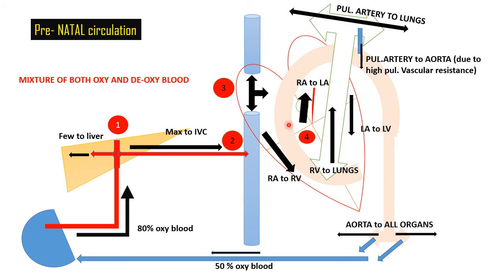So again from the right atrium to the left atrium, again here is the mixture, because the pulmonary artery also has oxygenated blood. So this was the site for the mixture from the right atrium to the left atrium. There is a mixture of both oxygenated and deoxygenated blood. So from here the pulmonary artery again supplies the deoxygenated blood to the aorta. So this is another site for the mixture of both oxygenated and deoxygenated blood.